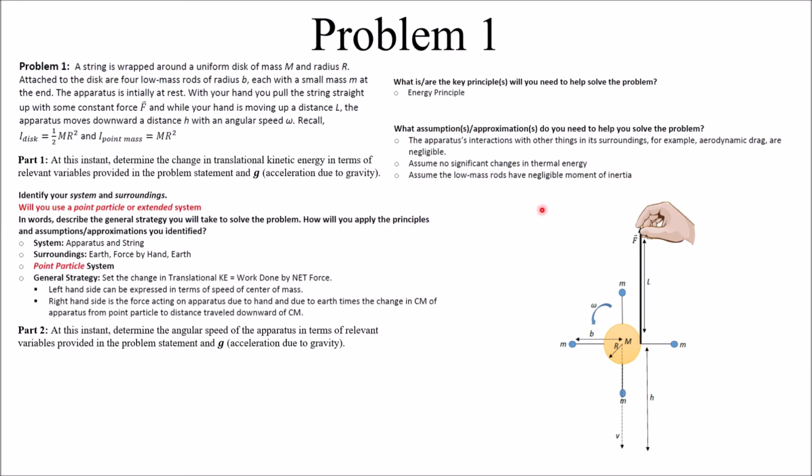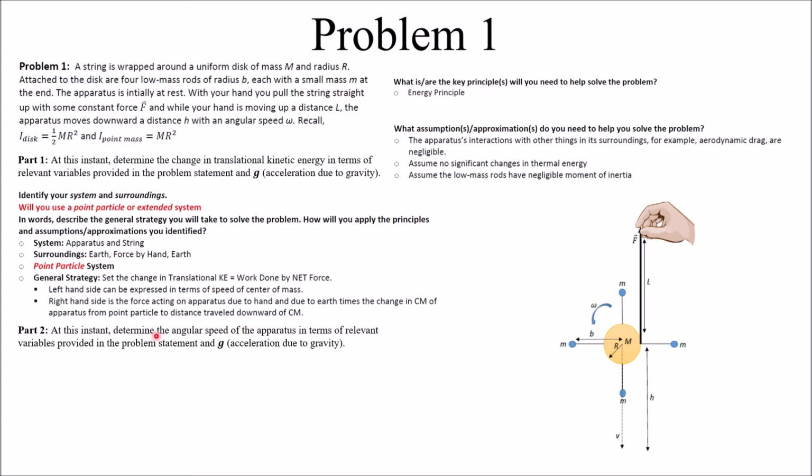And so what we'll do is we'll start off with part one, and we'll go with a point particle system. And we'll have the system being the apparatus and the string, and we'll have the surroundings being the earth and the force by your hand. And the general strategy here is we are going to set the change in translational kinetic energy equal to the work done by the net force. So this is pretty much the work kinetic energy theorem. And so the left side can be expressed in terms of the center of mass, and then the right side is going to be having to do with the work done by the net force.